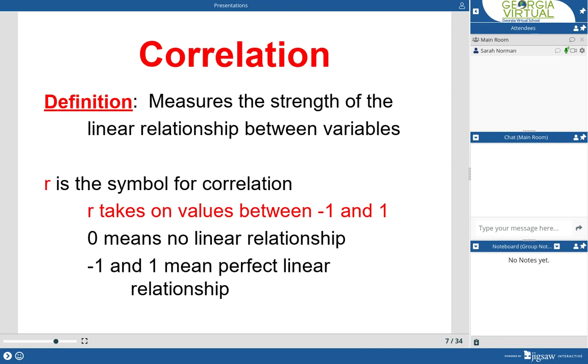And if it's exactly -1 or 1, that means a perfect linear relationship. The closer you are to -1, or the closer you are to 1, the stronger the linear relationship is between the variables.